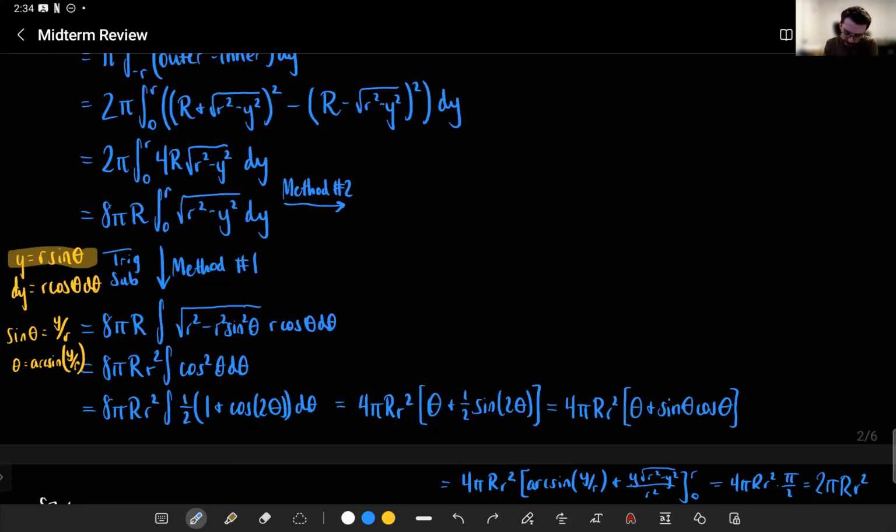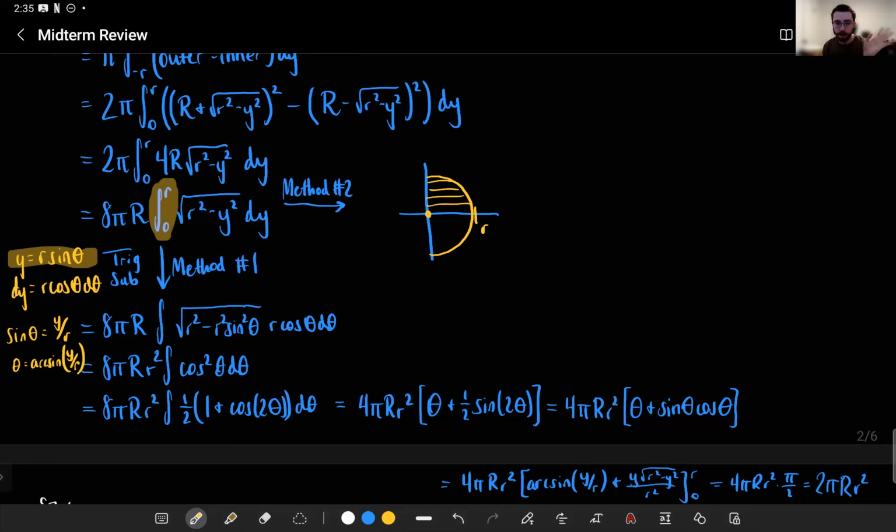So method 2 says, instead of fiddling around with the trig sub, I should just think about this function. It's a function of y. And in fact, that looks like what you would normally think of as the upper half of a circle. But since it's in terms of y, it's the right half of a circle of radius r, centered at the origin. And we're going to slice this up along the y-axis, but only from y equals 0 to y equals r. So we're only slicing up this portion.